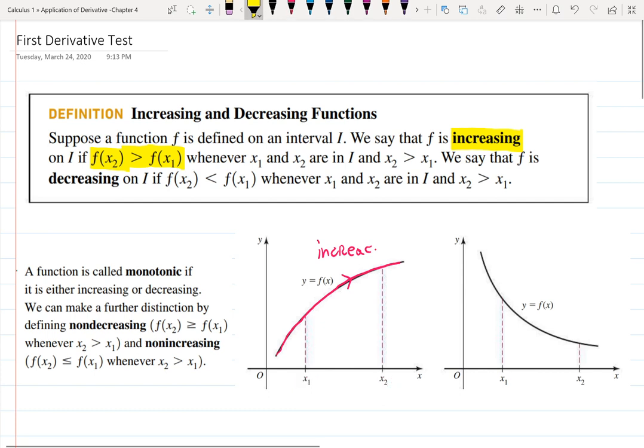Same idea with decreasing. Let me finish. Whenever x1 and x2 are in the interval, and x2 is the next value, each next value gives me a higher output. For the bigger input, you get a higher output. Next input, still higher, and so on. So we're climbing up. Then decreasing means the other way around. Every time you have the next input, the output becomes smaller and smaller.